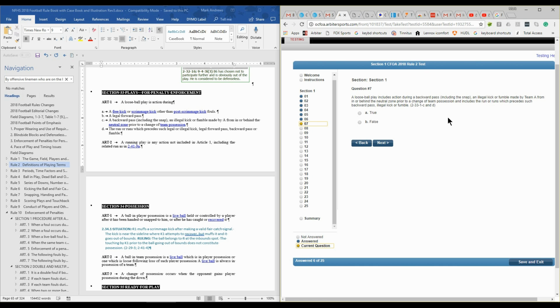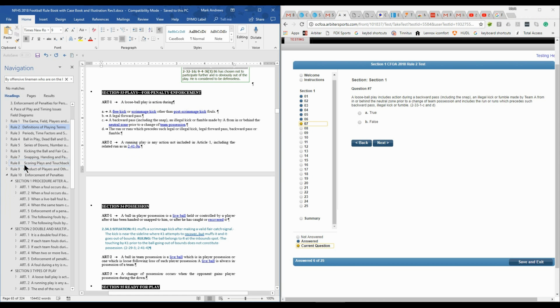But I'm a big believer that these test questions should teach you something. So why do we care what a loose ball play is? Now, there's a really good reason, and that has to do with penalty enforcement.